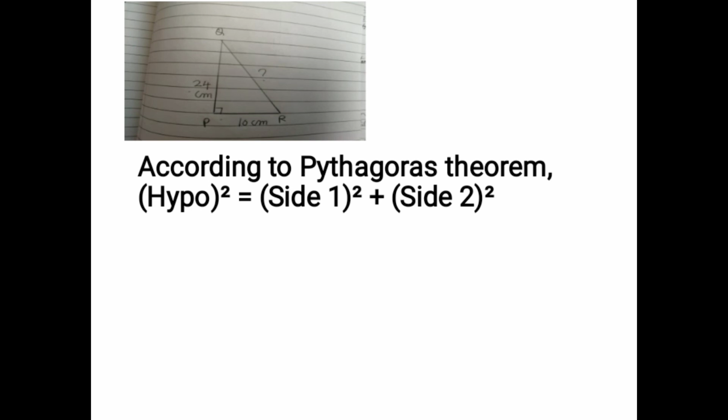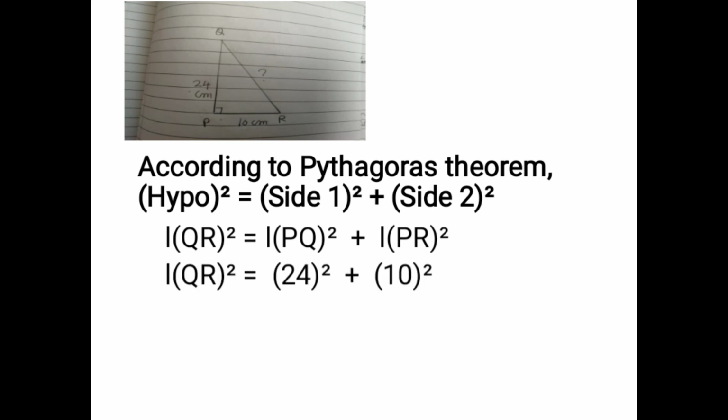According to Pythagoras theorem, hypotenuse square is equal to side 1 square plus side 2 square. Length of QR square is equal to length of PQ square plus length of PR square. Length of QR square is the hypotenuse square, length of PQ square is side 1 square, plus length of PR square is side 2 square.